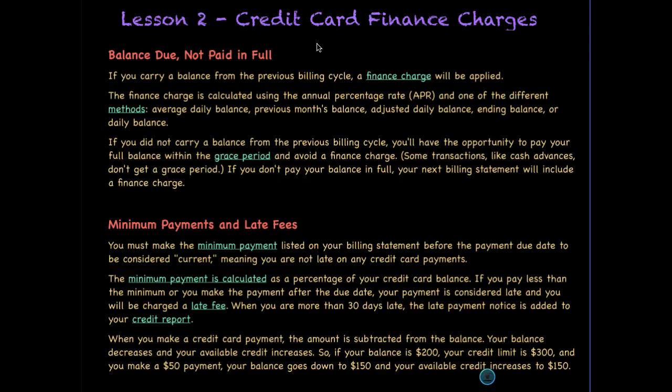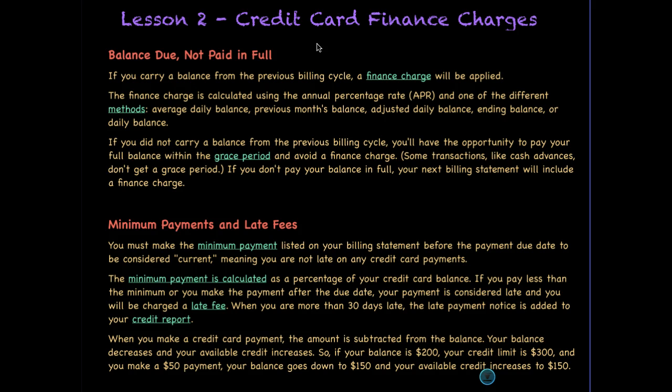If you did not carry a balance from the previous billing cycle, you will have an opportunity to pay your full balance within a grace period. It's a time where you can pay your balance after the due date, but still avoid a finance charge. However, remember that if you have some transactions like cash advances, you won't receive a grace period. If you don't pay your balance in full, your next billing statement will include a finance charge.